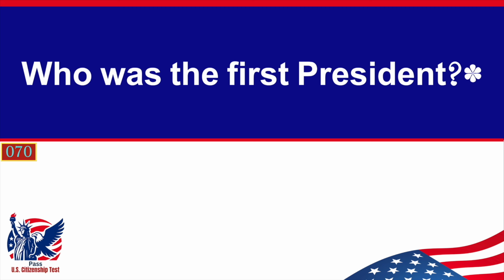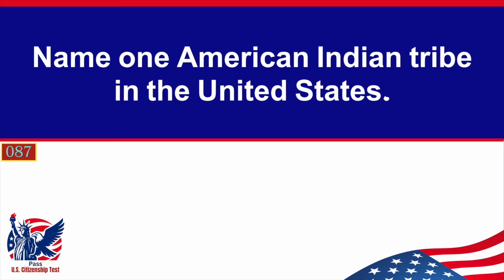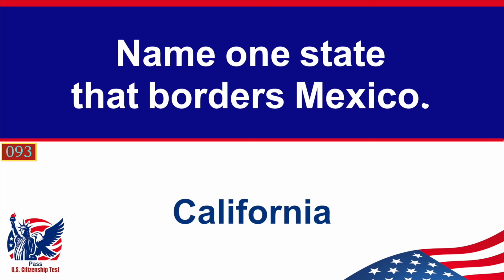Who was the first president? George Washington. Name one American Indian tribe in the United States. Cherokee. Name one state that borders Mexico. California.